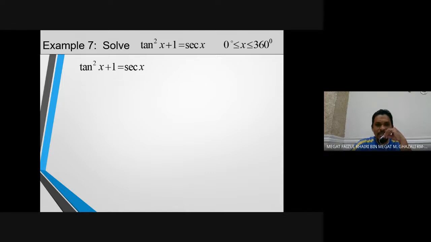Okay, and then for this one here now, tangent square plus 1 equal to secant square x. From sine square x plus cos square x equal to 1, let's say I divide everything by cos square x. Sine square x divided by cos square x, cos square x divided by cos square x, 1 divided by cos square x. Sine over cos is tangent square x. Cos divided by cos equal to 1. And 1 over cos square is secant square x.